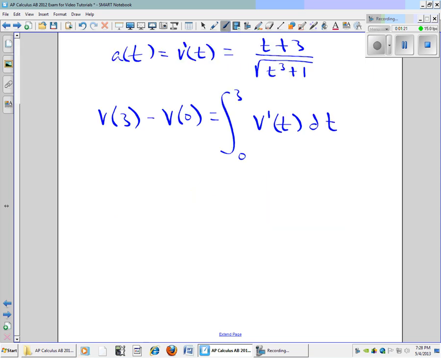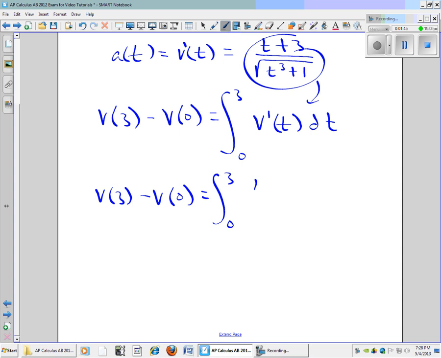Now, the derivative of the velocity is the acceleration, which is the function that we have listed here, the quantity of t plus 3 divided by the square root of the quantity of t cubed plus 1. So we're going to substitute this in for the derivative of our velocity. So v of 3 minus v of 0 will equal the integral from 0 to 3 of t plus 3 divided by the square root of the quantity of t cubed plus 1 dt.